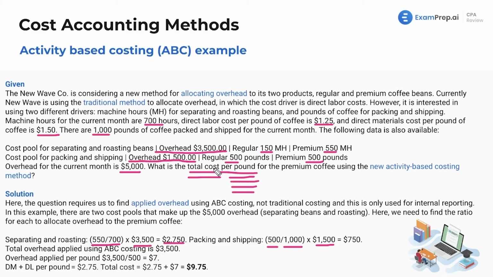And as we know, total cost of goods manufactured is direct labor, direct material, and overhead. So we have our direct labor of 125, our direct materials of 150. Add those together and get 275. 275 plus 7. Again, this is cost of goods manufactured. Total cost of production is materials, labor, and overhead per unit, per pound, 975 total.